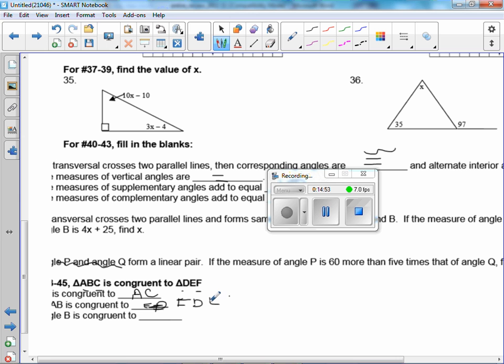So if you look at the corresponding ones, in CAB, C is the last one. It's going to correspond to the F, which is the last one. Then A is the first one. It's going to correspond to the D, which is the first one. And B is the middle one. It's going to correspond to the middle one. So that is F, D, E. And the last one at the bottom is angle B congruent to angle E.